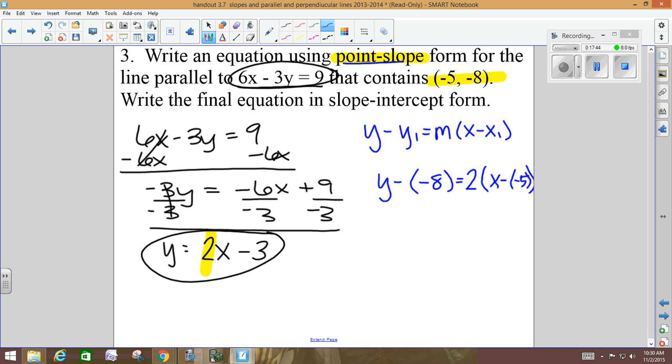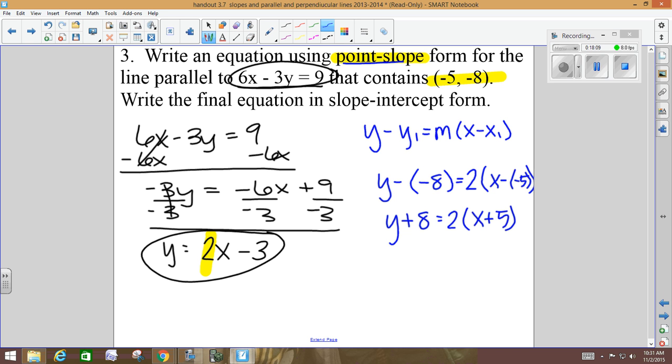Another common mistake. It's y minus -8. So what does that become? +8 equals 2 times the quantity x minus -5, x plus 5. This would be point slope form where I have it stopped right now. This one is not, because you need to simplify the minus minus. This is point slope form. Don't distribute if it were to say stop at point slope form.